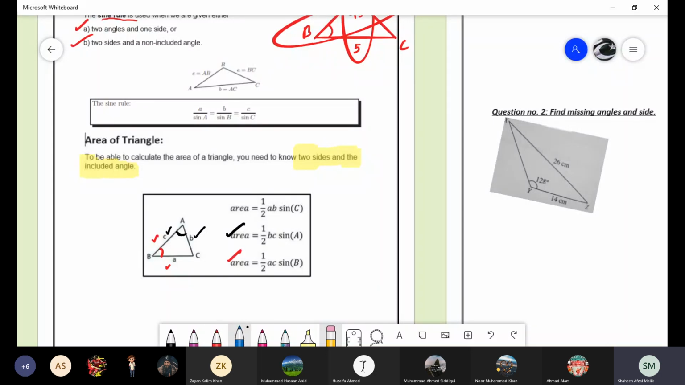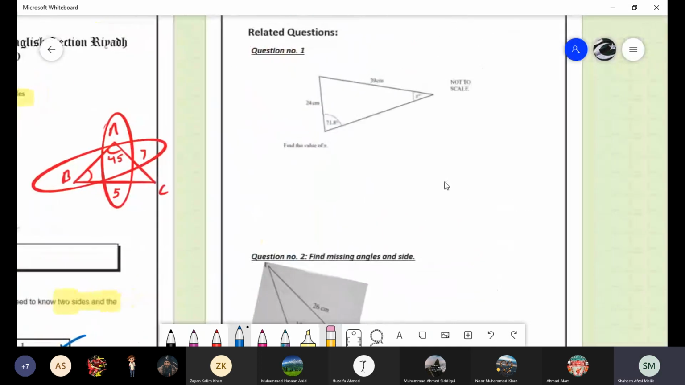If I tell you to find the angle C, what will you use? You will use the product of side A and side B, and then the included angle, that is sine C. This is the third one. These are the three conditions for the area of a triangle. Whenever we have to find the area of the triangle, it is according to these three situations. So let's start with question number 1.